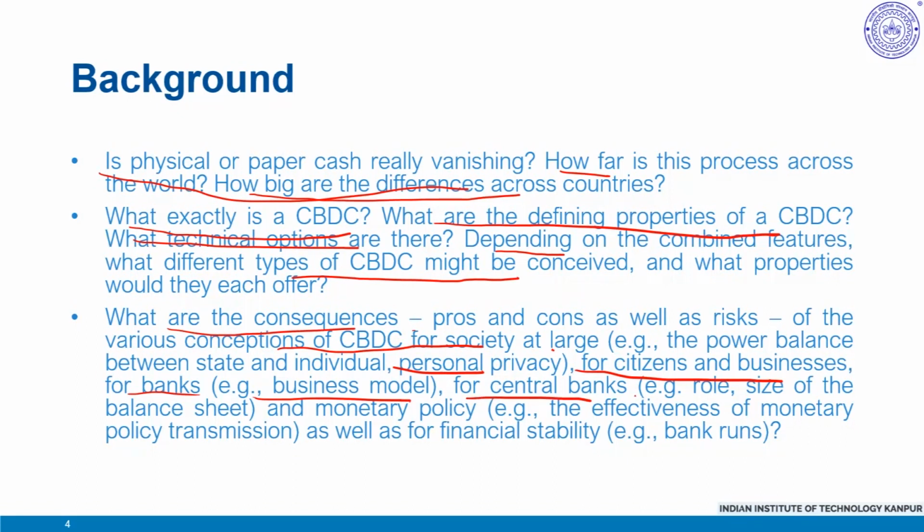For central banks, for example, the role of central banks, the size of the balance sheet that would be needed to run these CBDCs, their relationship with the monetary policy, for example, the effectiveness of monetary policy transmission with the help of CBDCs, whether it will improve or further deteriorate, as well as the financial stability of systems such as bank runs and financial crisis across global financial systems.